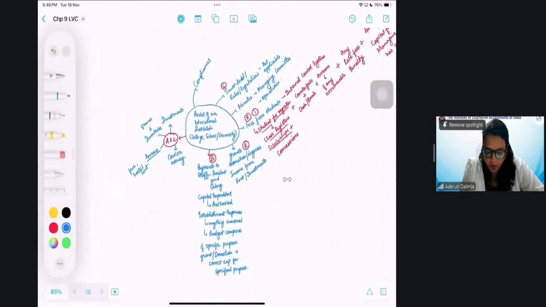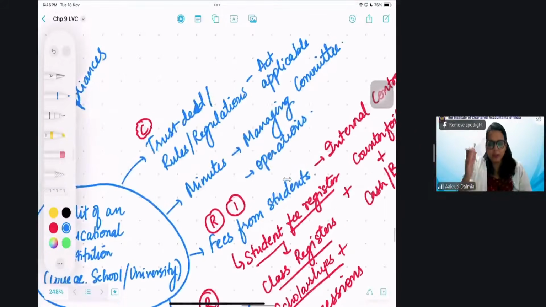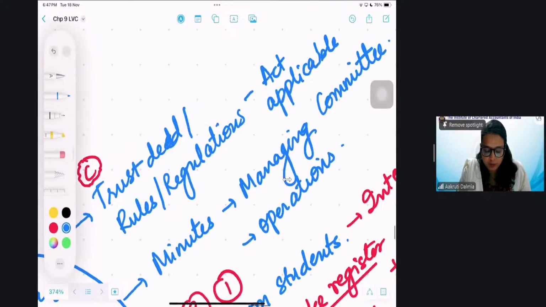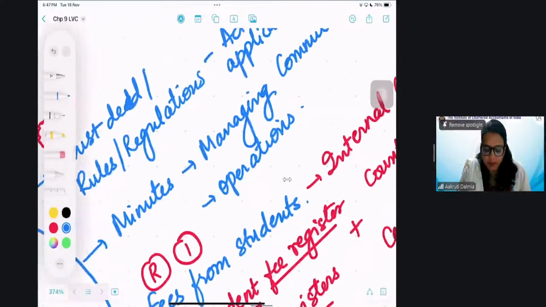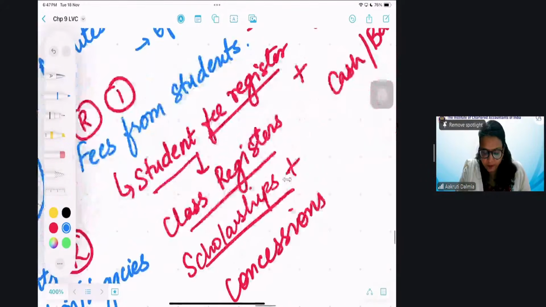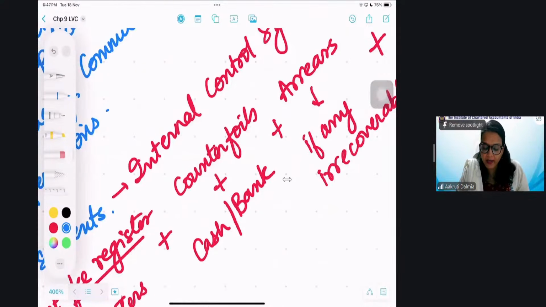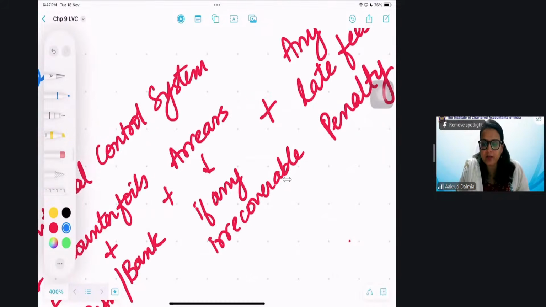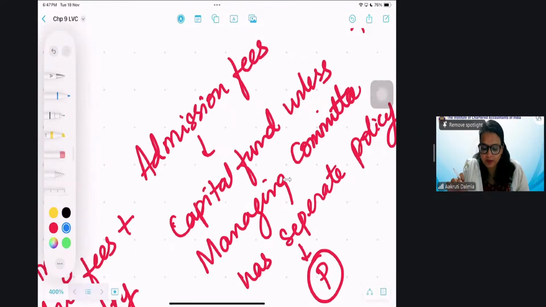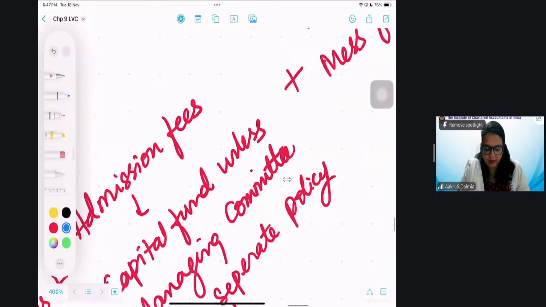So that's it. This is the audit of a college, an educational institution. We have taken a BCom college. I'll just quickly go through and then we'll see the book. We have to check the trust deed, rules and regulations, what acts are applicable, read the minutes, the managing committee and their operations, check the fees from students, match the student fee register with the class register, scholarships and concessions, check the counterfoils and match with the bank and cash book, check if any arrears are there and if they are recoverable, check if any late fees or penalty is applicable, check any admission fees received and whether it is put in the capital fund unless otherwise specified by the managing committee, any hostel fees, mess fees.